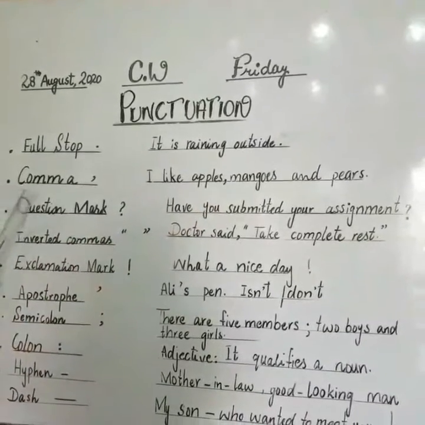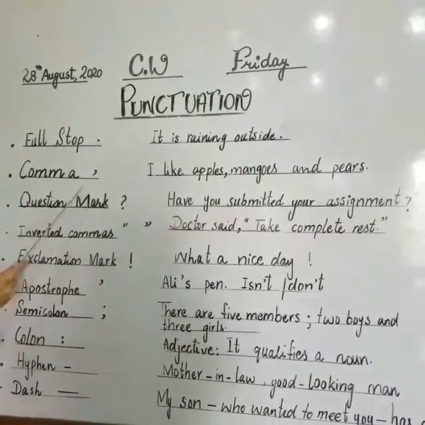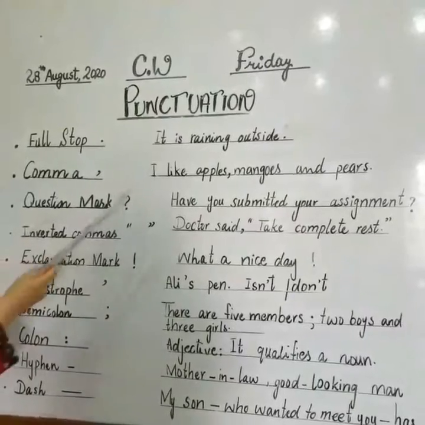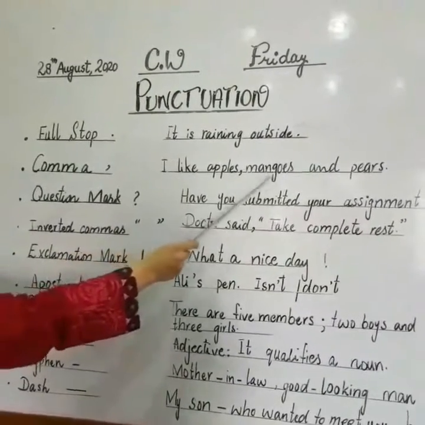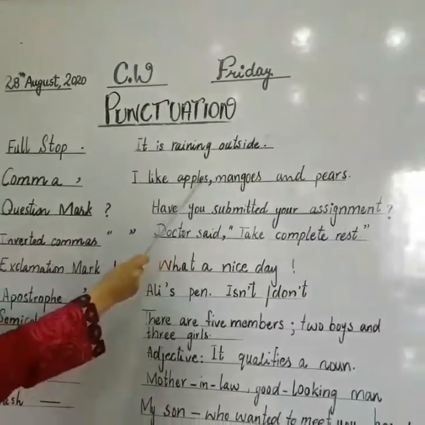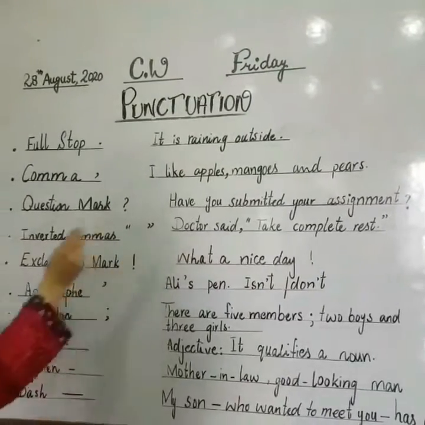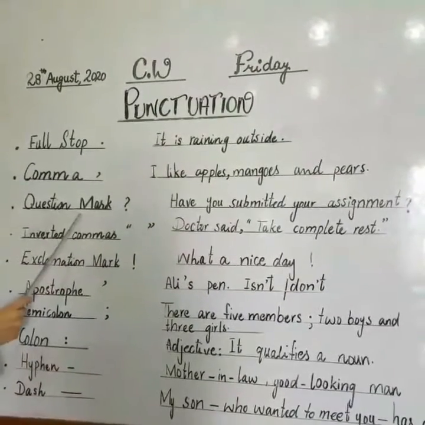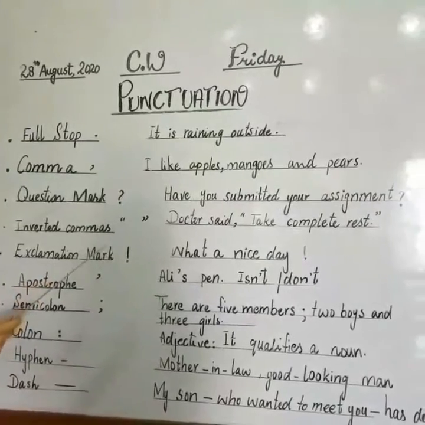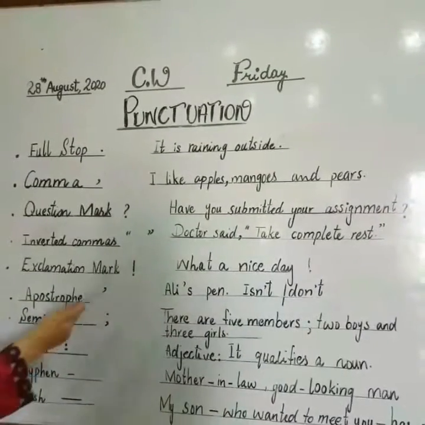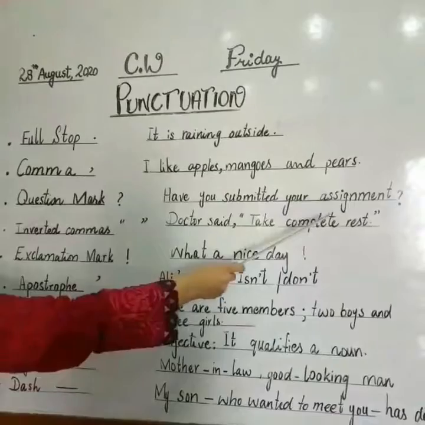The next one is comma. Comma is used between different items. For example, I like apples, mangoes and pears. Here I have separated the words with the help of commas. The next one is question mark. Question mark is used at the end of a question sentence. For example, have you submitted your assignment?